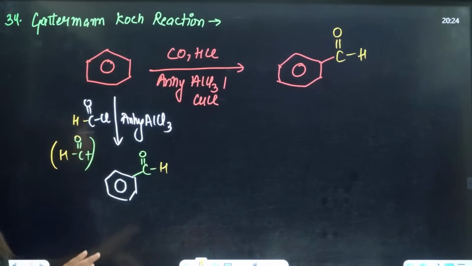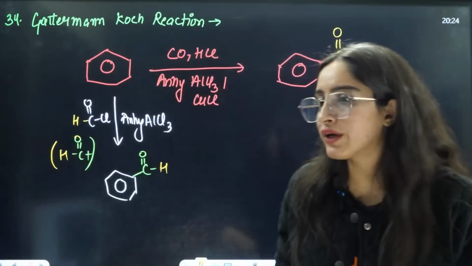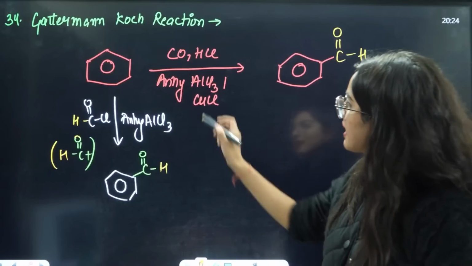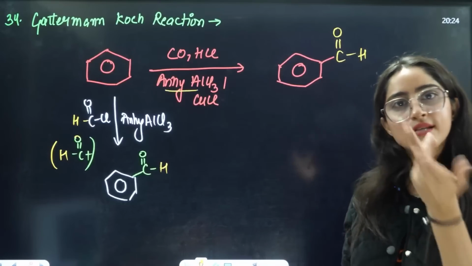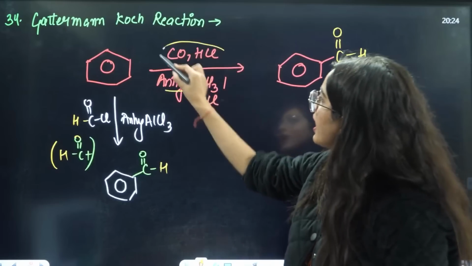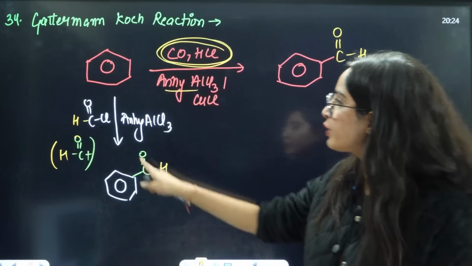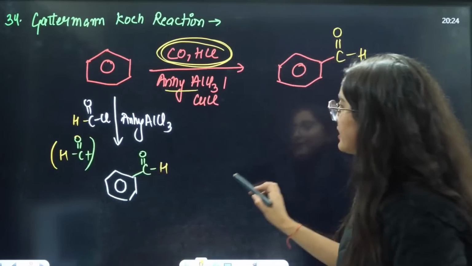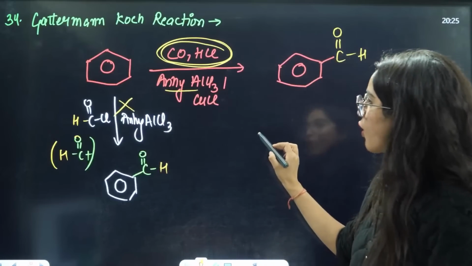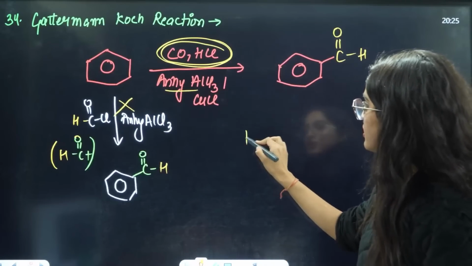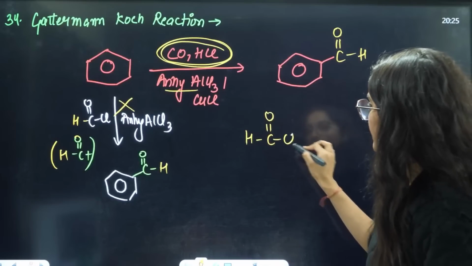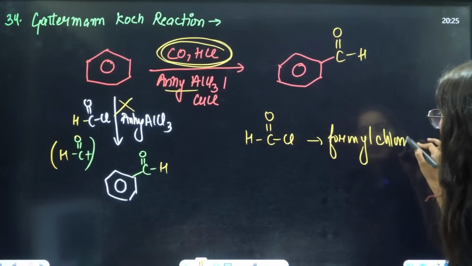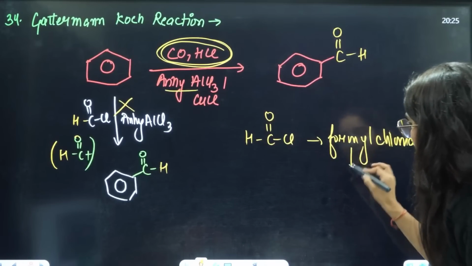Now I'm going to tell you a very, very important thing here. Why are we not following this method? Why are we following this method? Because anhydrous AlCl3 or CuCl is the same only. We are using CO and HCl, not using HCOCl. The reason is that this formyl chloride, HC double bond O Cl, is not stable, so this reaction will not occur. Formyl chloride is an unstable compound.